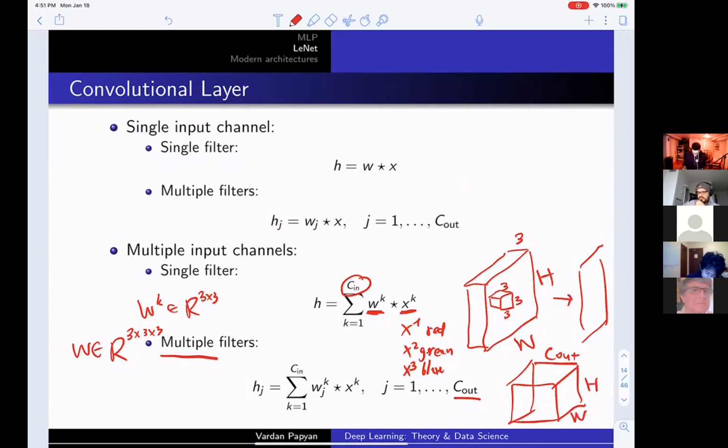How do we obtain this tensor? By taking our input X and convolving it, a 2D convolution and summing across the channels, is how you would prefer me to say it. And notice here you have an index J, which specifies which one of the multiple filters we're looking at.